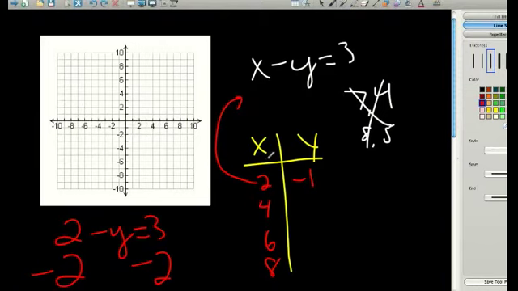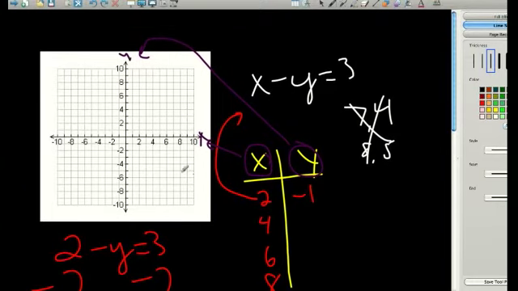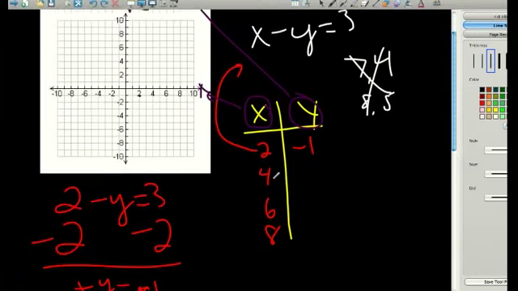So I'm actually going to plot this point. What I'm going to do is treat all these x variables as if they're on the x-axis, and all these y variable answers as if they're on the y-axis. And then we're going to notice a trend. So we're going to have 2, negative 1. I'm going to put that point right there. That's the point for that.